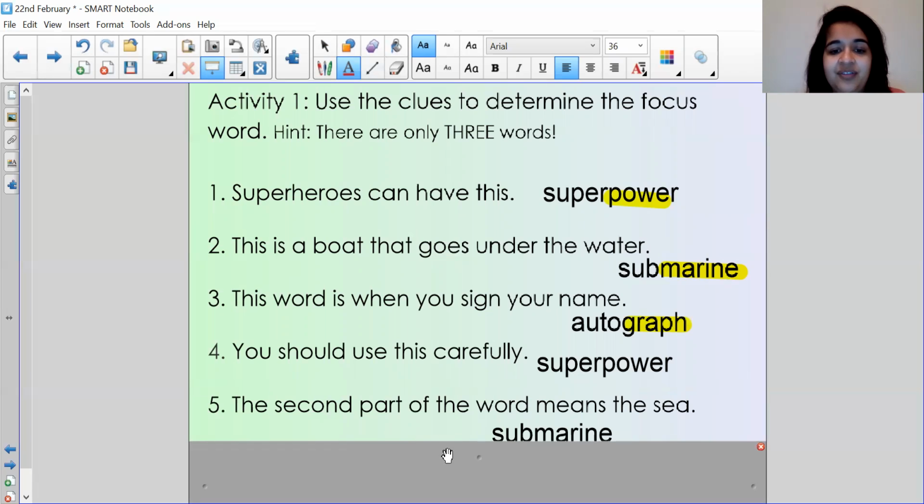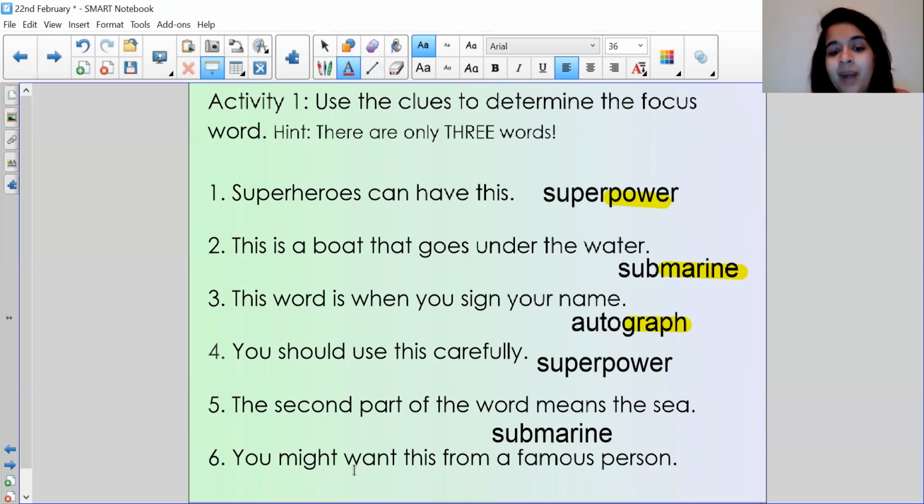Okay, and finally, for your last one, you might want this from a famous person. So usually you see those people, all those fans, they stand on the street, they're holding little pieces of paper. What do you think they want from that person? Well, they want a signature of their name. And when that person signs their own name, it is an autograph. Okay, so those were the clues that I created. All right, and those are the clues that helped you determine these focus words.